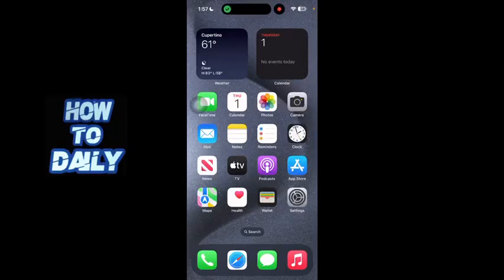Hey everybody, in this video I'm going to be showing you guys how to use Webull buy and sell signal indicators, buy and sell signals on Webull.